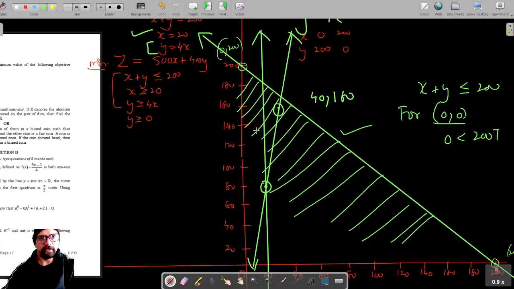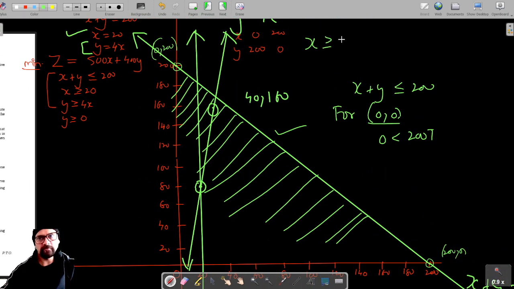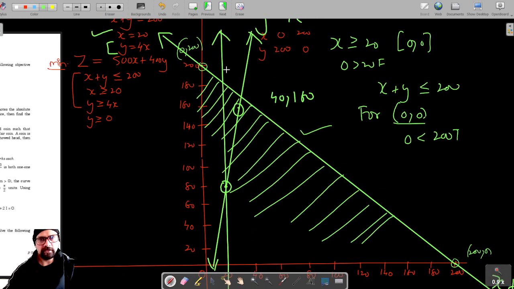And now for x is greater than or equal to 20. If we check it for 0, 0, then 0 is greater than or equal to 20, which is false. So this has the solution region in this plane.